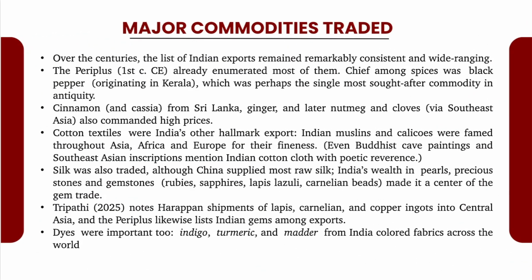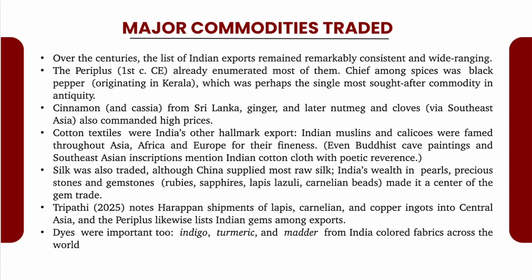The major commodities traded over the centuries are wide, consistent, and remarkably sought after. The Periplus enumerates the various kinds of spices which were traded, especially black pepper, which originates in Kerala, and cinnamon and cassia from Sri Lanka. Ginger and later nutmeg and cloves via Southeast Asia also commanded high prices.